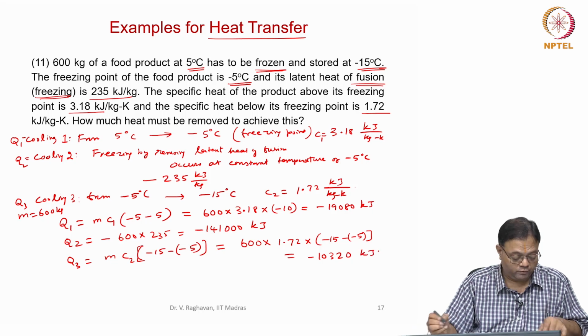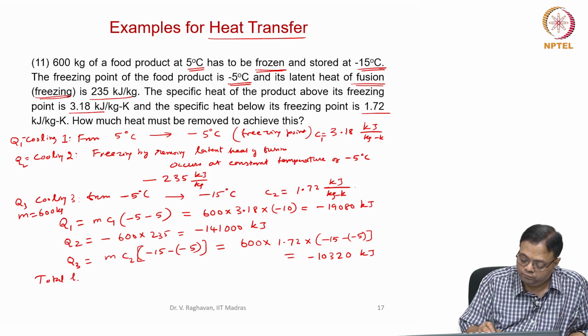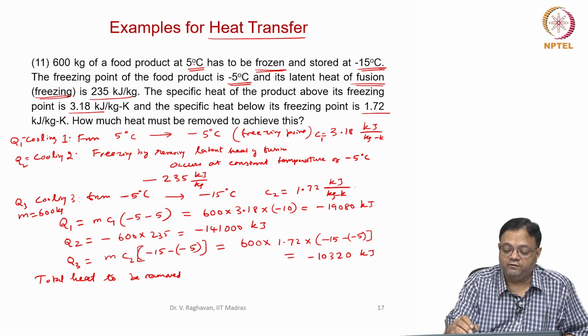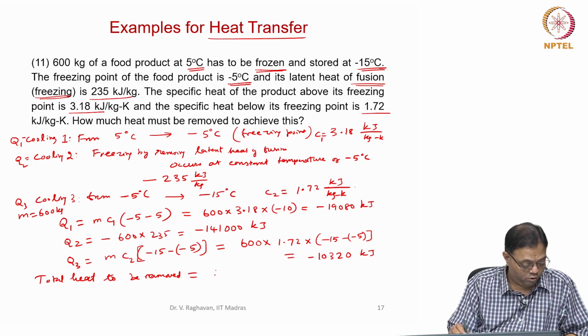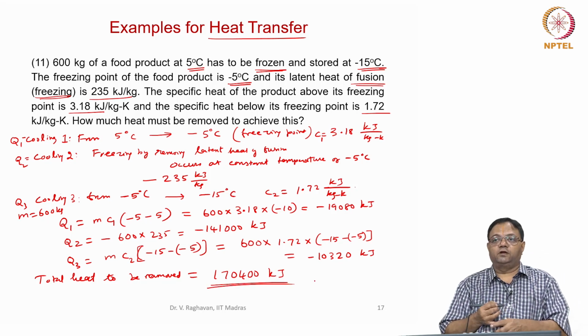Which is equal to minus 320 kilojoules. So, the total heat to be removed to achieve cooling of product from 5 degrees to minus 15 degrees will be equal to 170,400 kilojoules. This is the heat which has to be removed.